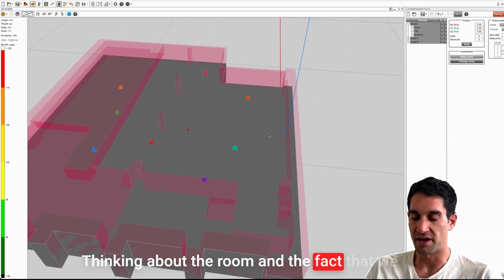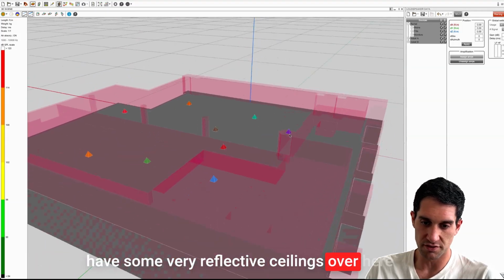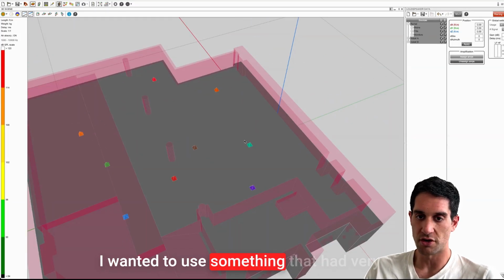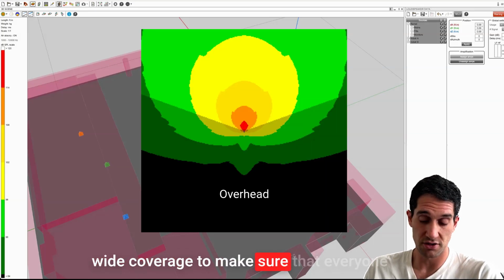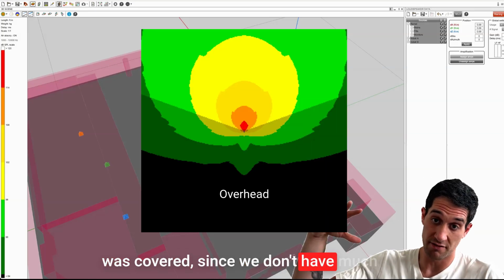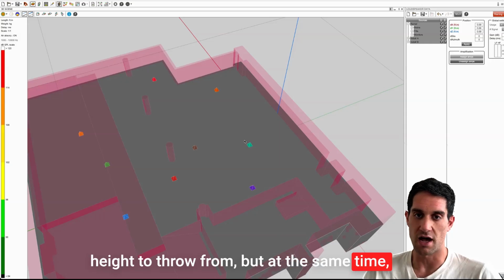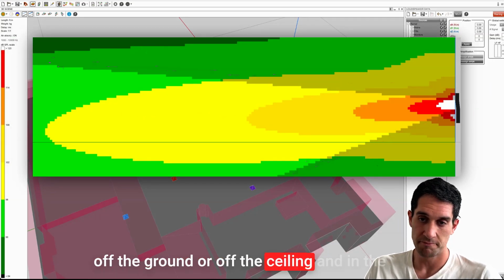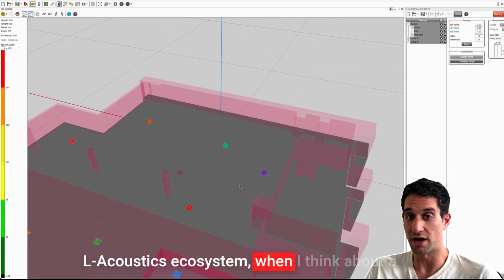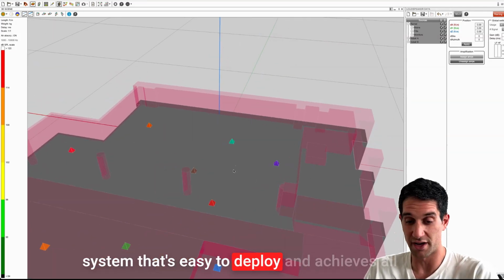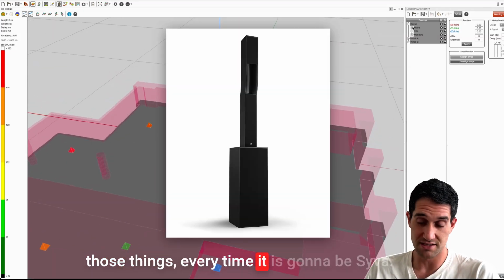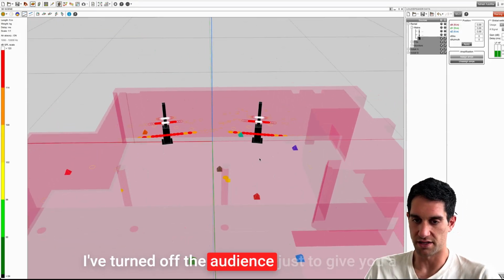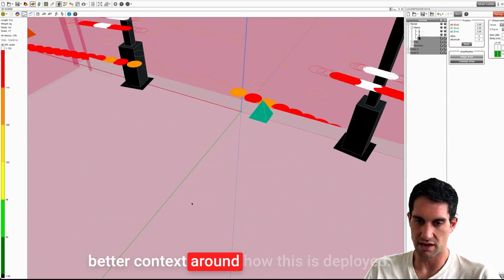Thinking about the room and the fact that we have some very reflective ceilings over here and that we have mostly a standing audience, I wanted to use something that had very wide coverage to make sure that everyone was covered since we don't have much height to throw from, but at the same time, not going to be throwing a lot of energy off the ground or off the ceiling. And in the L-Acoustics ecosystem, when I think about a system that's easy to deploy and achieves all those things, every time it's going to be Syva. We've added some Syva left and right here. I've turned off the audience just to give you a better context around how this is deployed.